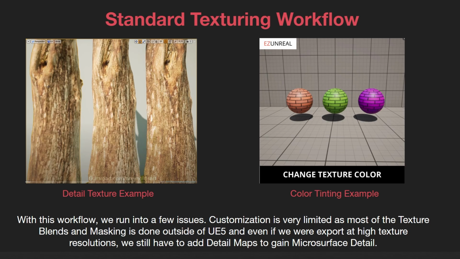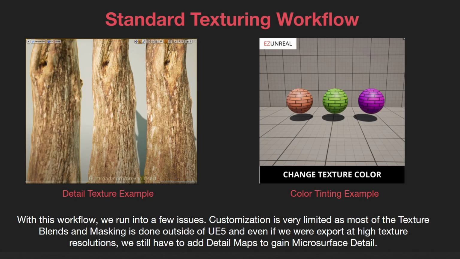And because we pre-bake our textures and export them out into our game engine, we don't have that nice close-up detail because we have to lower our resolutions. We can't always have a 4K texture resolution for every asset that we're working on. Because of that, we have to add extra textures on top to help accentuate the quality of these assets.